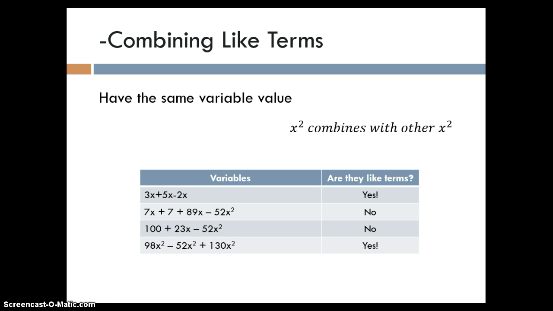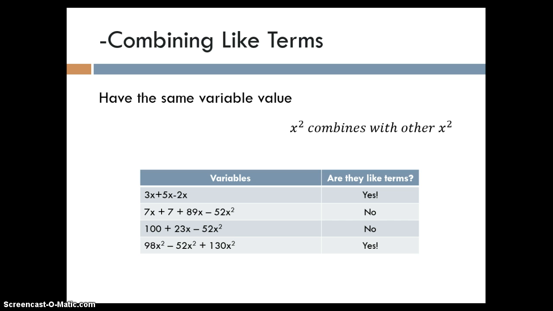Now, combining like terms, it's a little hard to get your mind wrapped around it. Variable value is what we're going to talk about. Variables are the letters that represent a number that you don't know. So x is the same as x, but x squared is not the same as x. X squareds only combine with other x squareds. They have to have the same variable value.